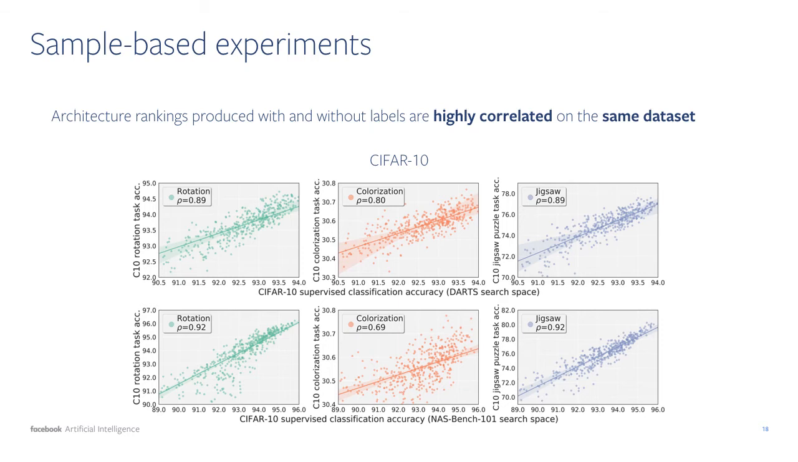These are our experimental results. Each row corresponds to one search space. In each figure, there are 500 dots representing the 500 architectures. The x-axis represents supervised accuracy on CIFAR 10, and the y-axis represents unsupervised accuracy on CIFAR 10. We see that the rank correlations are pretty high, usually higher than 0.8.